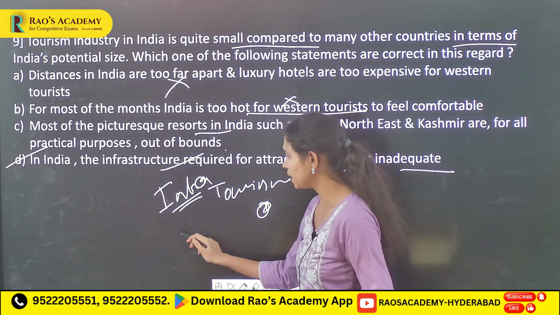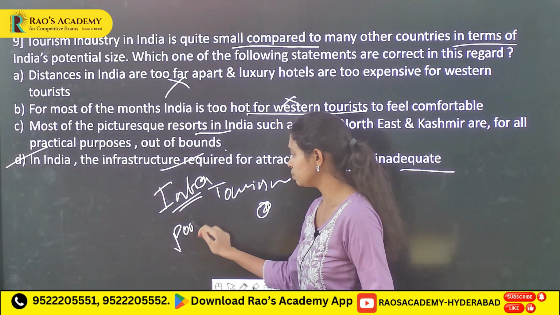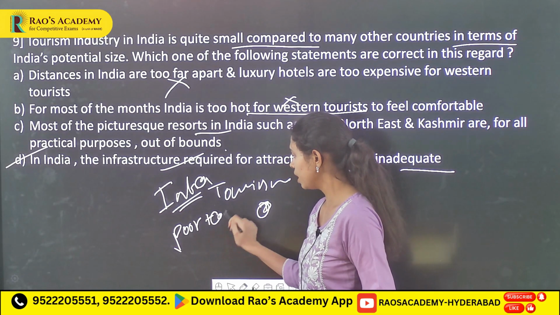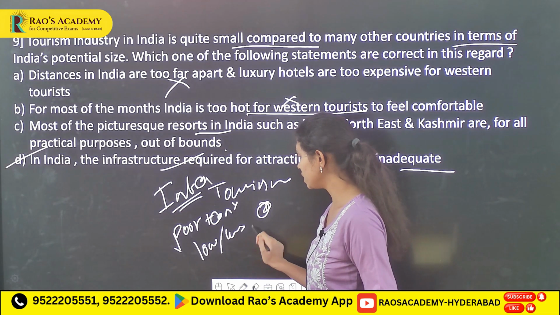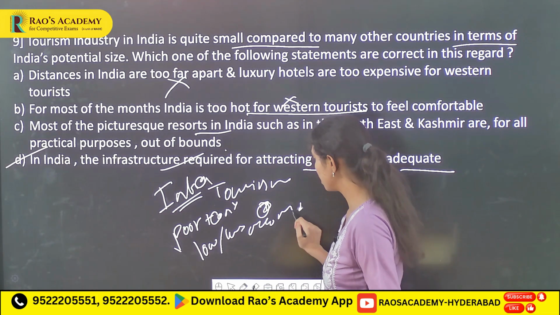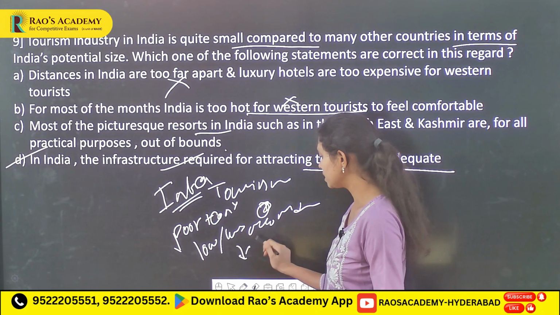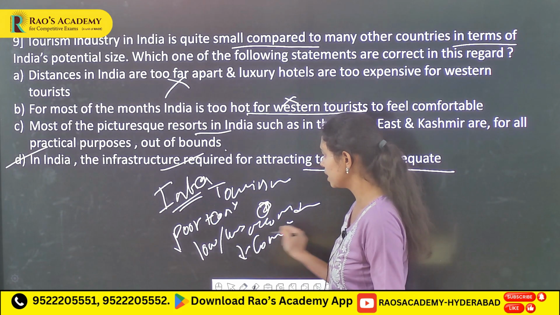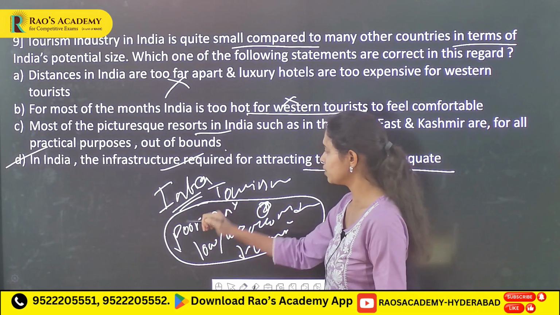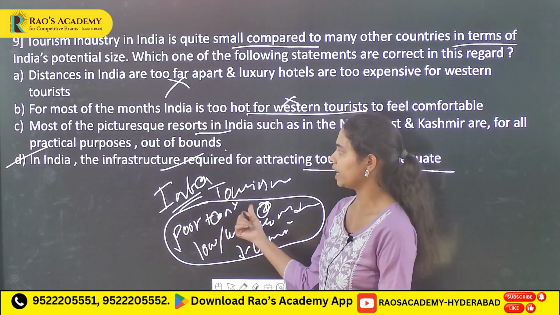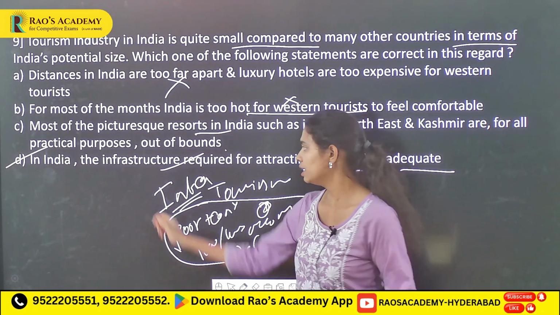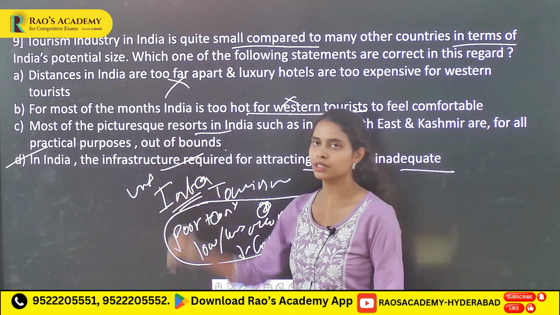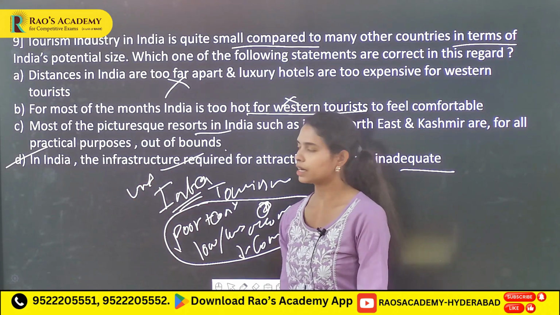It is mainly because of a poor connectivity network and also because of poor accommodation services and very few communication services in these areas, especially in the tourism areas. So, because of lagging behind in tourism infrastructure, we are seeing the underdevelopment of the tourism sector in India. So, option D is the correct statement.